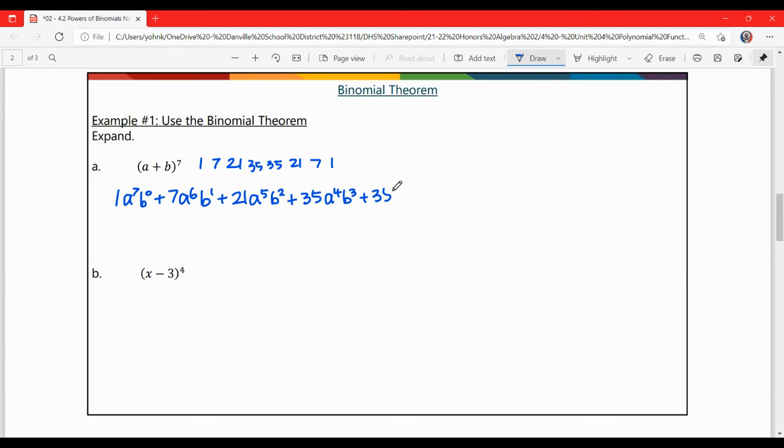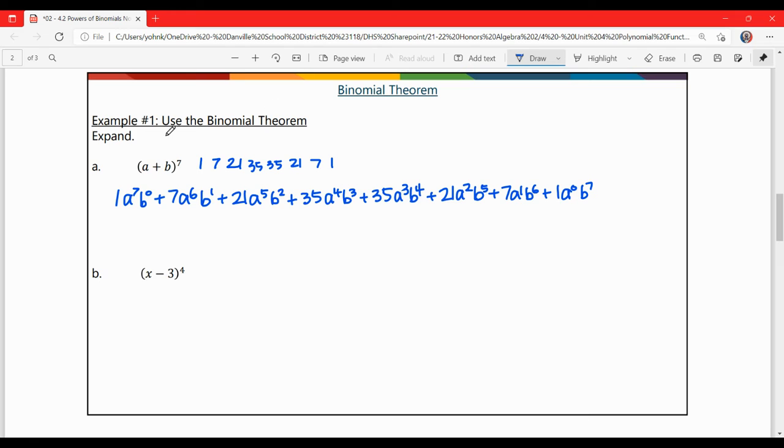Plus the next coefficient, 21, down a power of a, up a power of b. Next coefficient is 7, down a power of a, up a power of b. Next coefficient is 1, down a power, up a power.